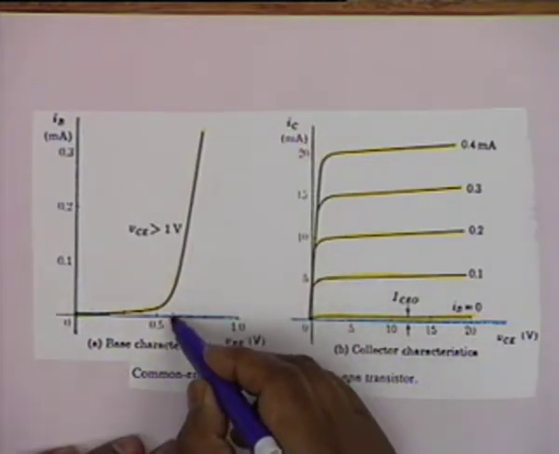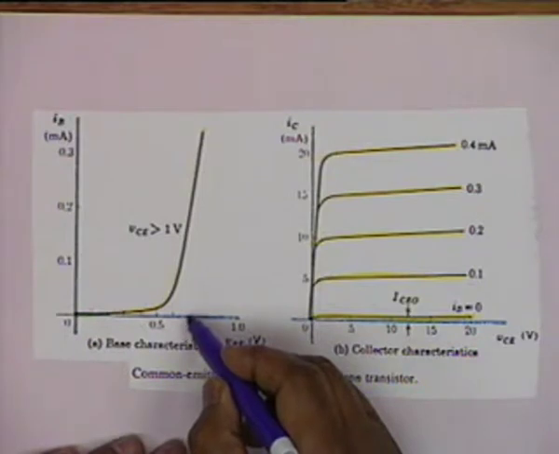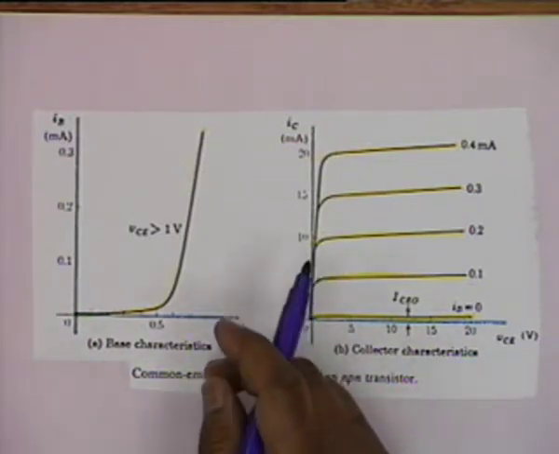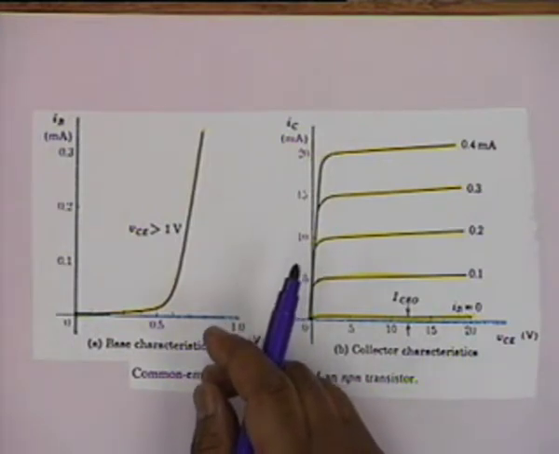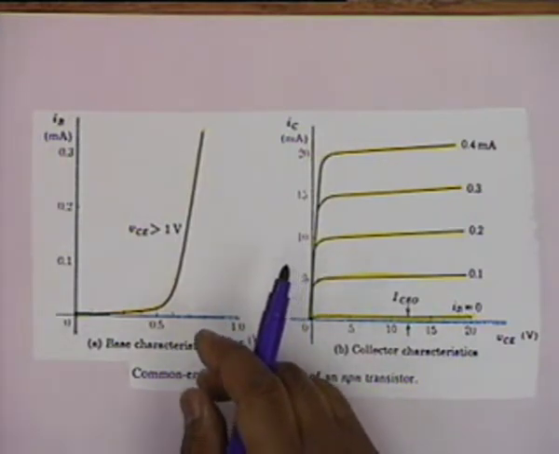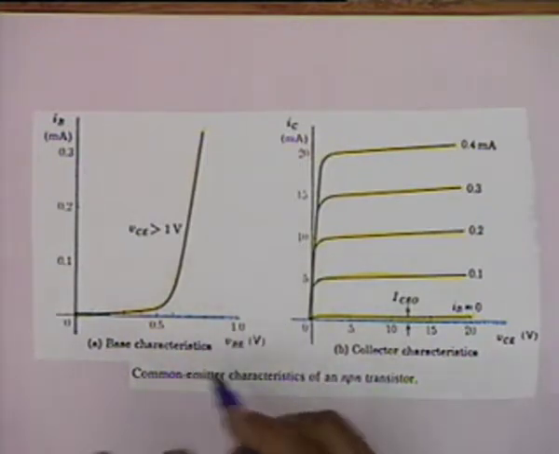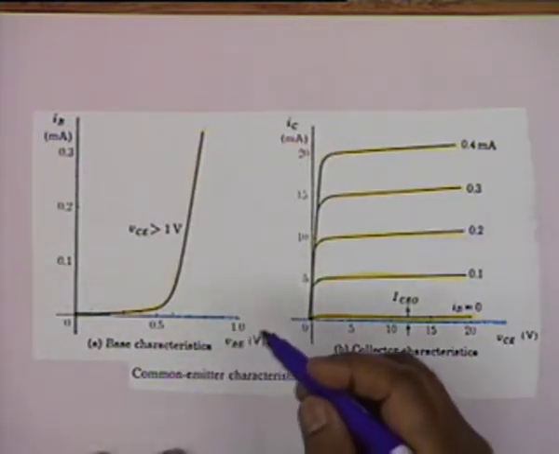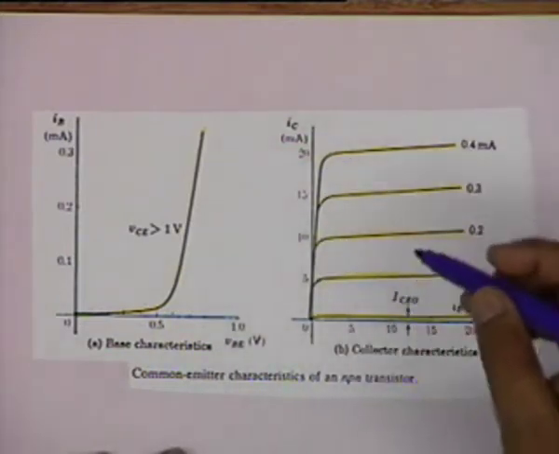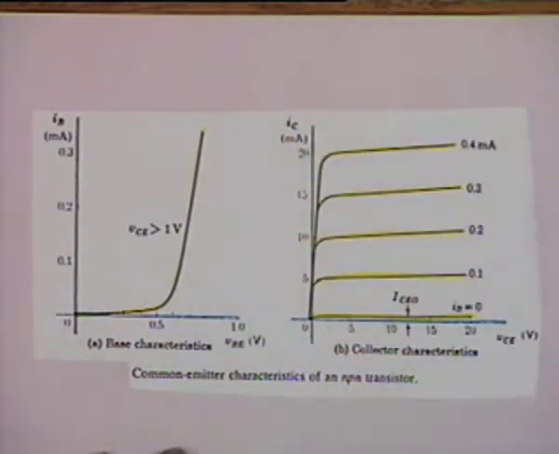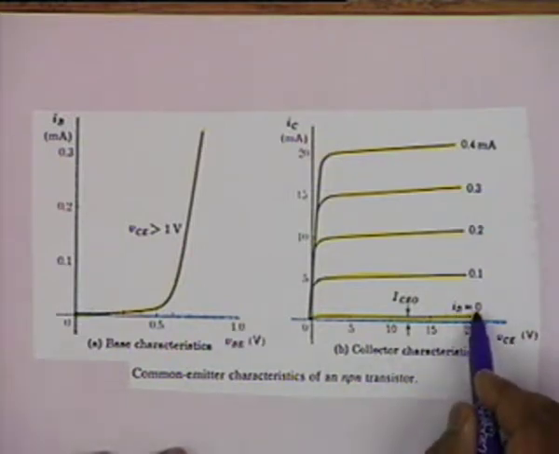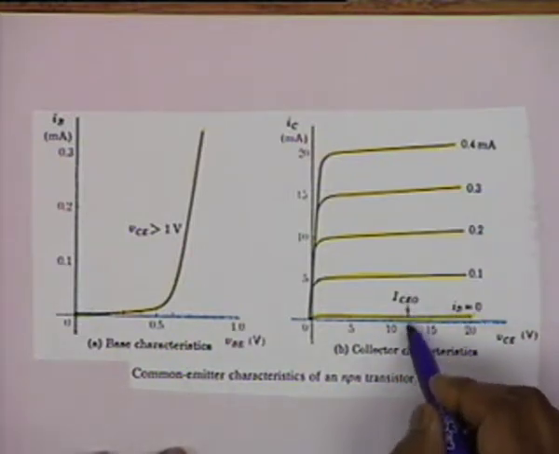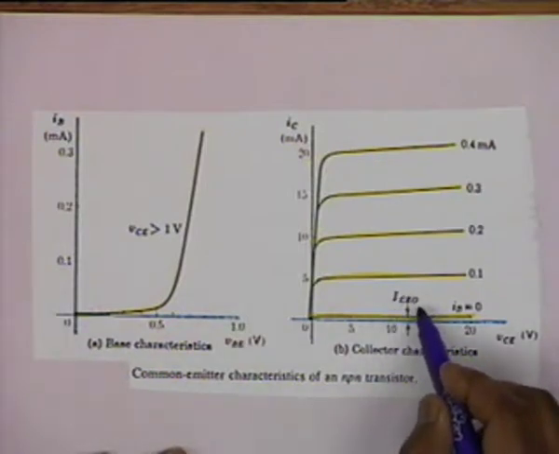This is 0.5, 0.6, 0.7, and this is why we take the input junction, the base emitter junction, as equivalent to an ideal diode in series with 0.7 volt if it is silicon. Now the output characteristic, that is the collector current I sub C versus V_CE, as I said, when I_B is 0, no base current, all you have is I_CEO.